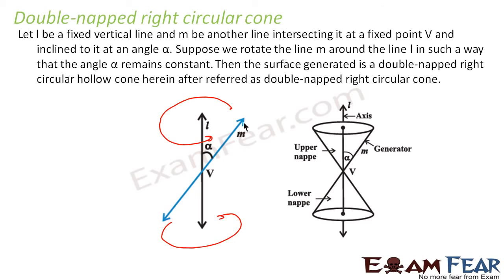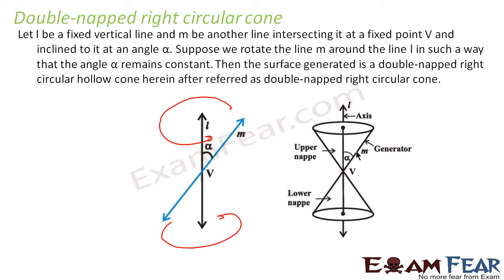If we have one line L and one line M, both having an angle alpha between them, and this alpha is constant, and we rotate this line, we get this figure. This figure is nothing but a double napped right circular cone, because this is one right circular cone, this is another right circular cone, and both together are called a double napped right circular cone.